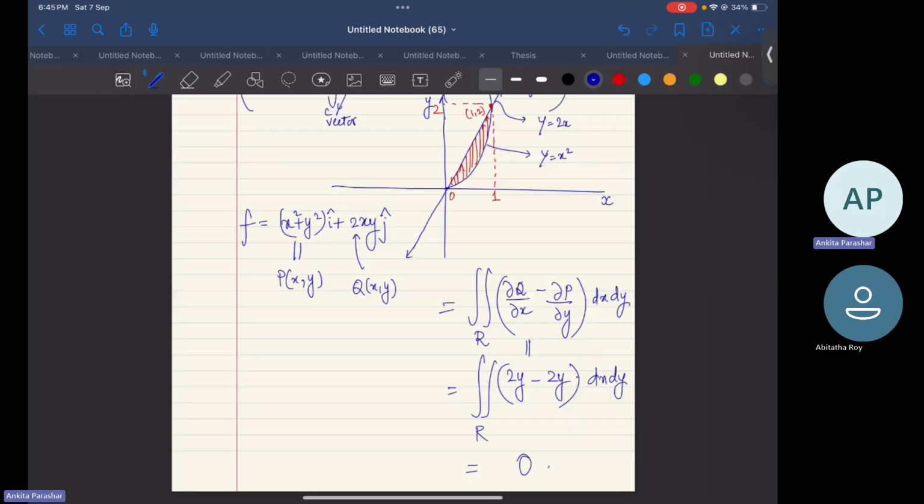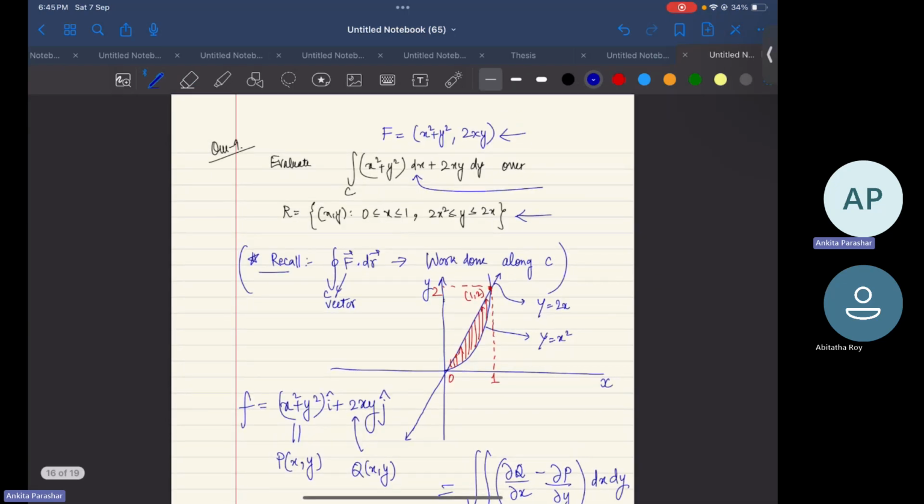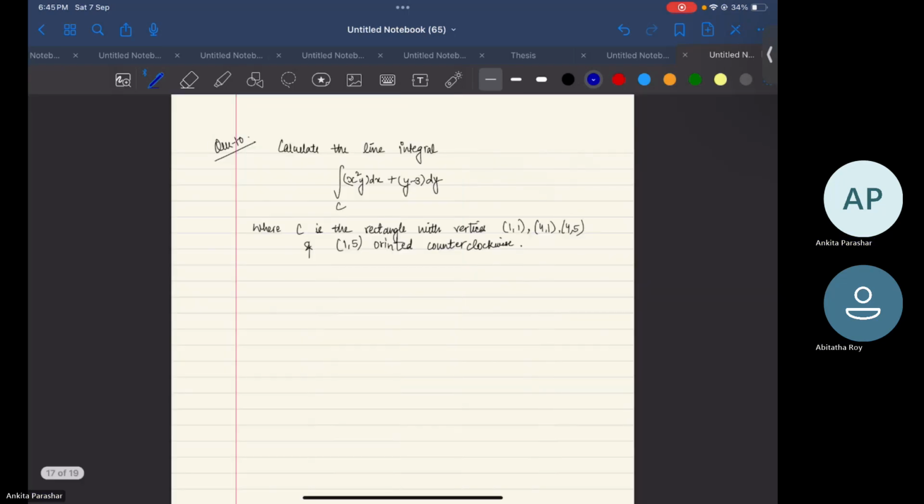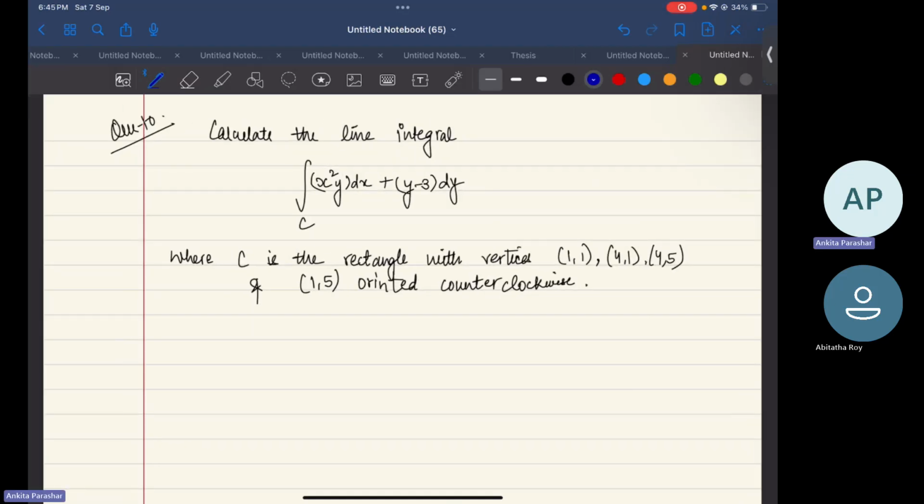Okay, so I think you understood what I want to say over here. All right, so let's do one more question on this. Calculate the line integral where C is the rectangle with vertices oriented counterclockwise.